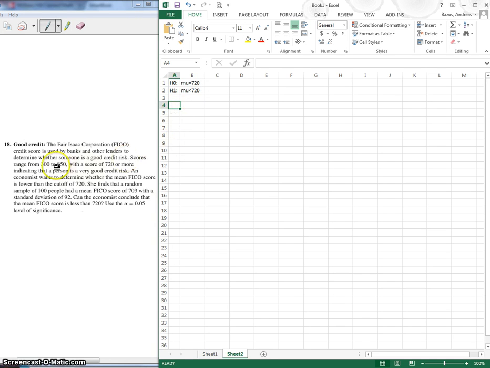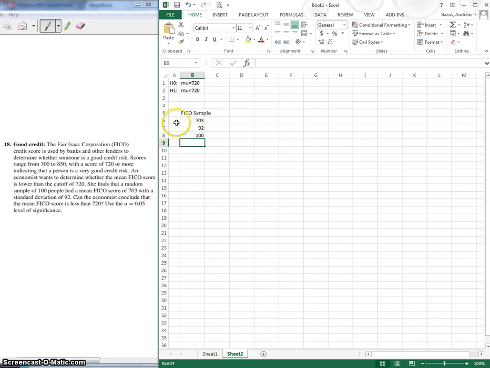What else do we have here? We take a random sample. She finds that in a random sample of 100 people, we had a mean score of 703. So for our FICO sample, we have a mean of 703. This is our sample, so this is our X bar. We have a standard deviation of 92, and we had an N of 100 people.